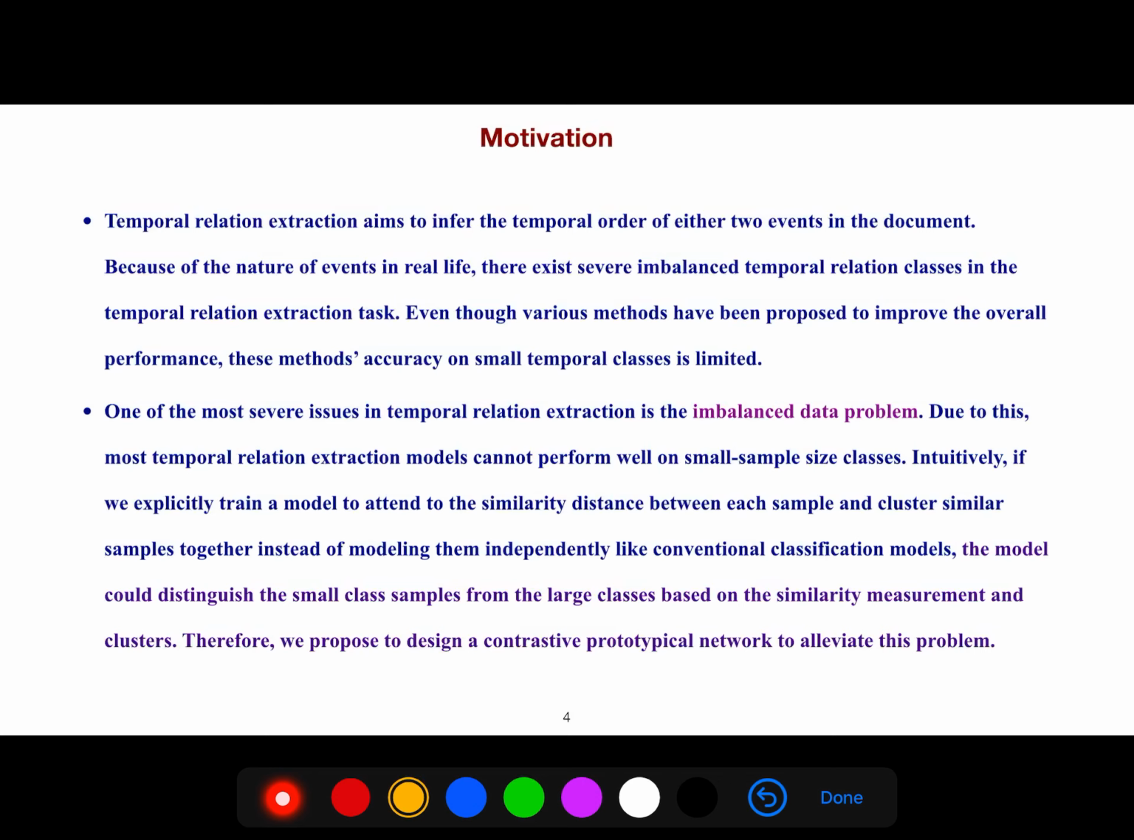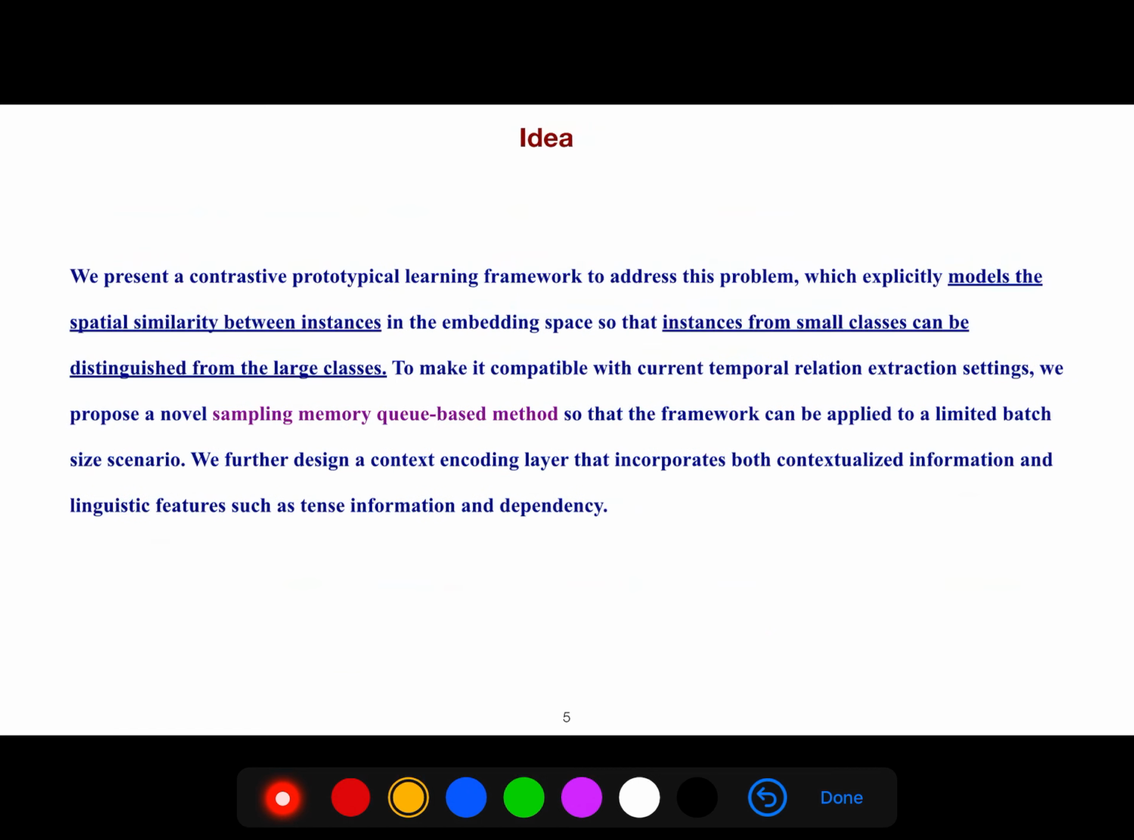Intuitively, if we explicitly train a model to attend to the similarity distance between each sample and cluster similar samples together instead of modeling them independently like conventional classification models, the model could distinguish the small class samples from large classes based on the similarity measurement and clusters. Therefore, we propose to design a contrastive prototypical network to alleviate this problem.